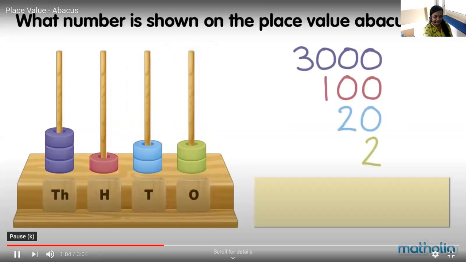The number shown. Could you add them and find the result? What would be the number formed as such? Yes, it is 3,122. So how do we read this? 3,122. The number on the place value abacus is 3,122.